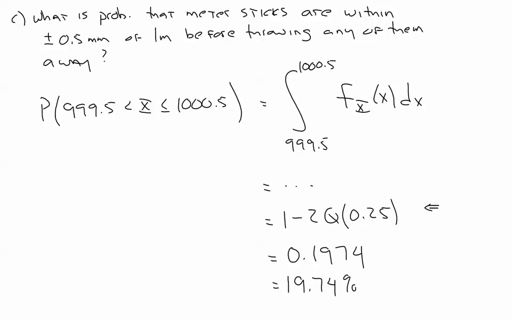So before I throw away any meter sticks that are either too long or too short, something less than 20% of them are within a half a millimeter of 1 meter. After I throw away the ones that are either too long or too short by 1 millimeter, those that remain, about 55% of those are within a half a millimeter of the correct length.